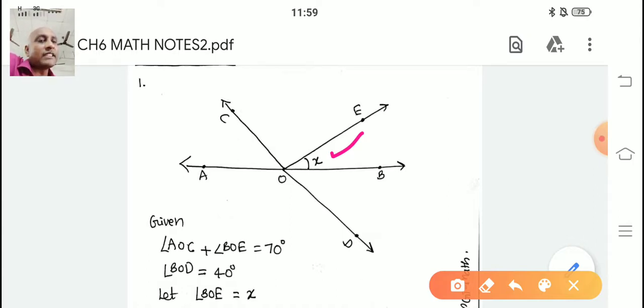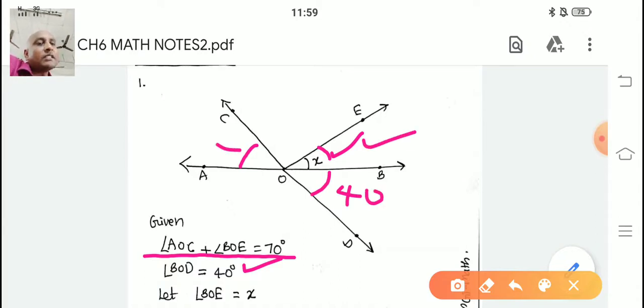See, and also it is given in the problem angle AOC plus angle BOE is equal to 70 degrees. Where is BOE? Angle AOC plus angle BOE is equal to 70 degrees, and angle BOD is equal to 40 degrees. This is how much is given? 40. And the sum of this and this will be 70 degrees is given.